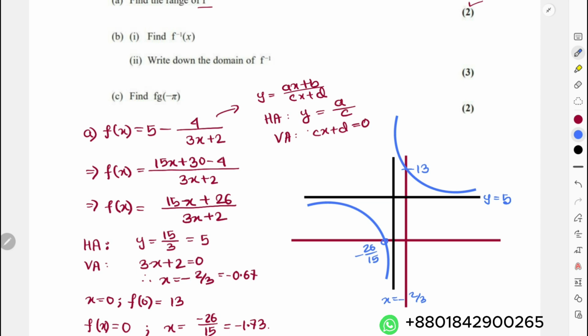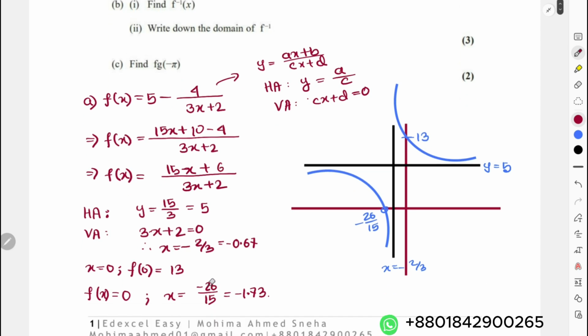Now again, it was stated, wait, sorry, I actually drew the graph for negative, I think. No, it was minus 1.73, y equals 5, and sorry, I actually made a mistake. Over here, I was supposed to get 5 into 2 as 10. Just 1 minute, I'll correct this. This was supposed to be 10. If that's 10, then we're getting 6 here. And if this is 6, then this is going to be 6 over 15 actually.